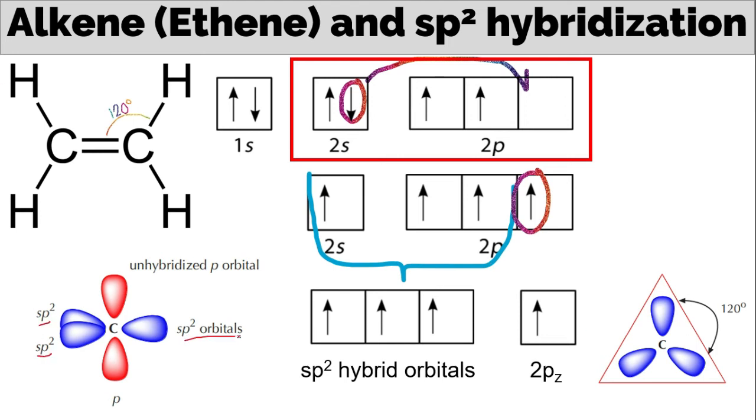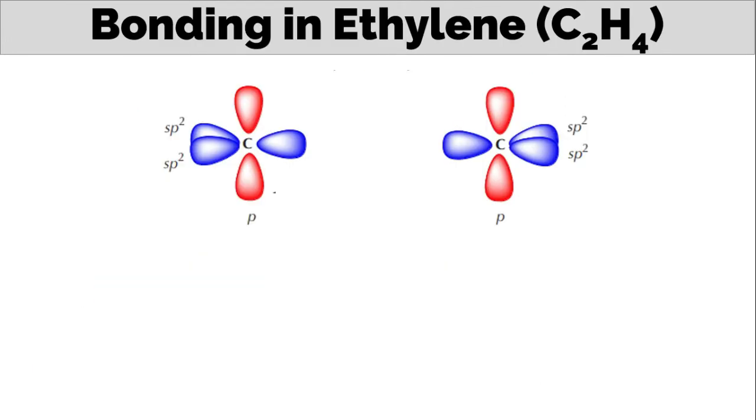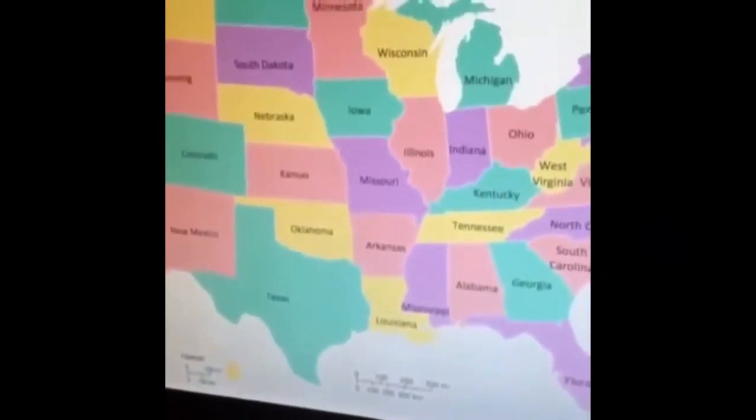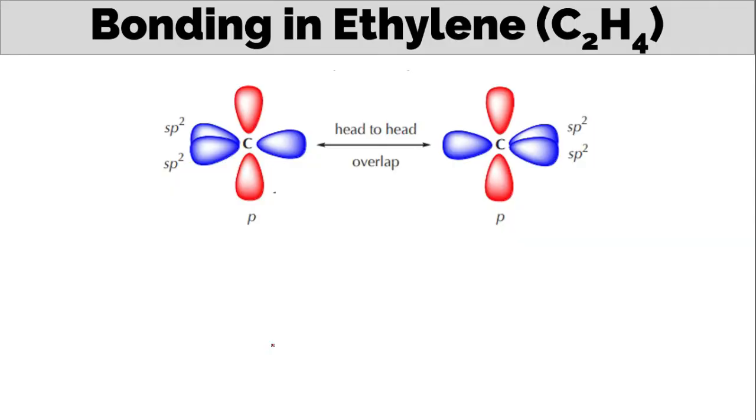And this is your unhybridized p orbital. Now, when two sp2 hybridized carbon atoms approach each other to form a bond, two sp2 orbitals approach each other head to head, and two p orbitals approach each other sideways. So now it will look like this.